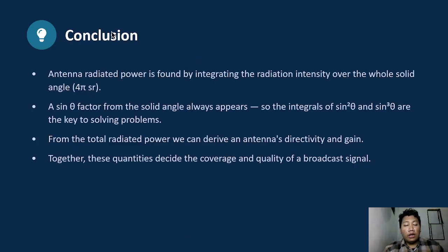So, let's wrap it up. First, we find the antenna radiated power by integrating the radiation intensity over the entire solid angle, which is 4 pi steradians. Second, that sin theta factor always shows up, which is why the sin squared and sin cubed integrals are so important. Third, once we have the total radiated power, we can find the antenna's directivity and gain. And finally, all of this together decides the coverage and the quality of the broadcast signal.